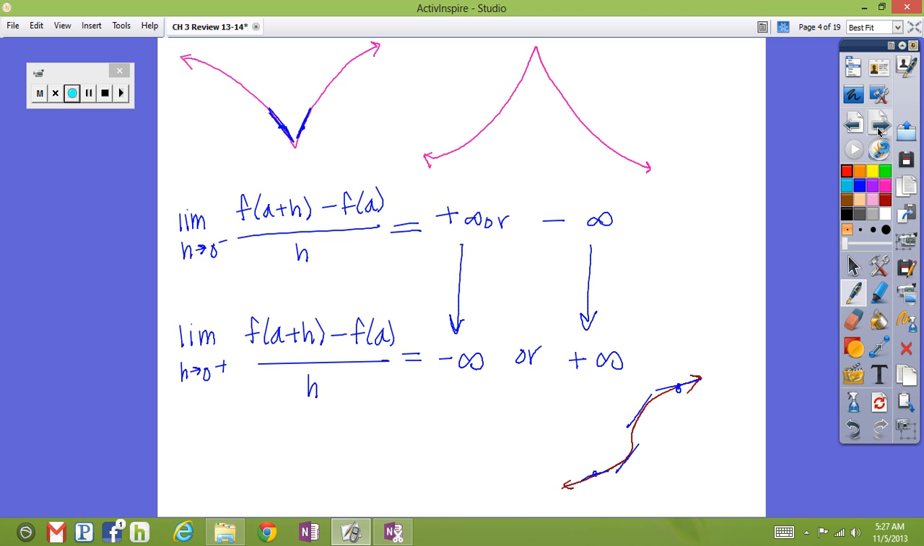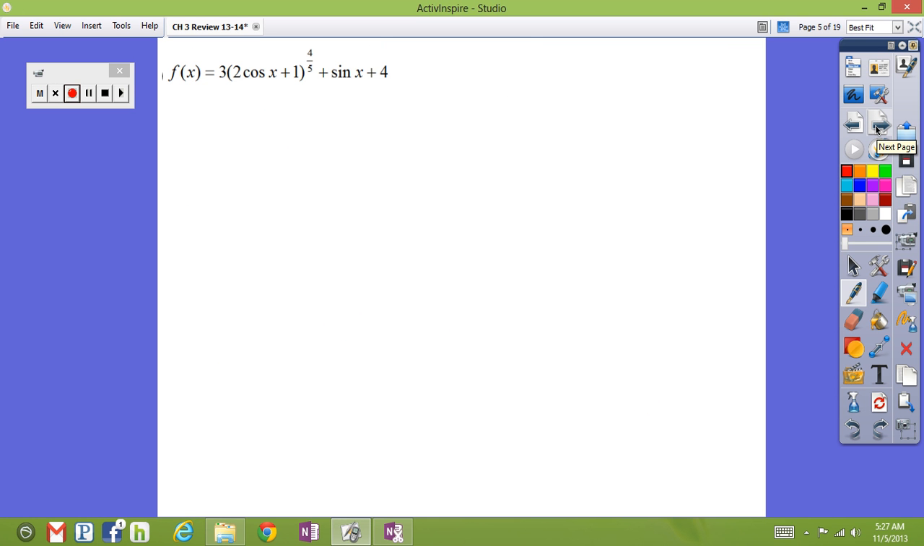So now you're going to have a problem to do. I want you to identify where the points of non-differentiable, I'm tired, non-differentiable points, wherever the derivative doesn't exist. Alright, so go ahead and press pause now, try the problem, and then you can check your answer.